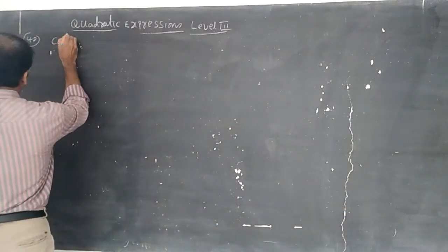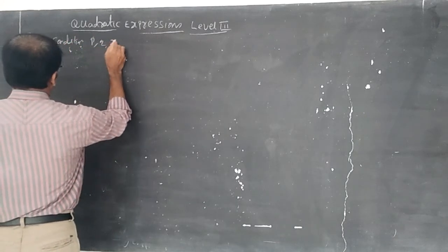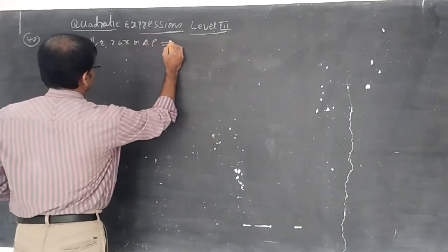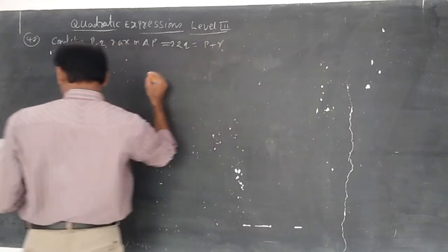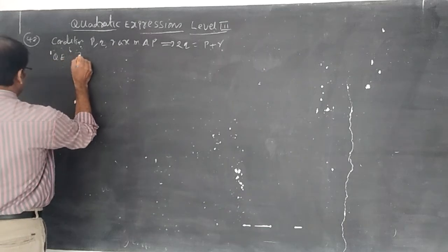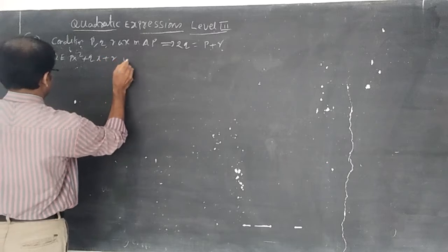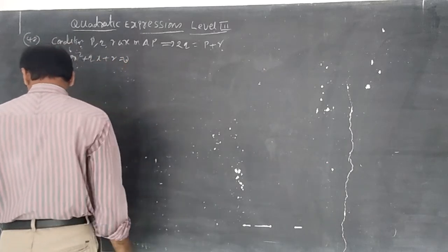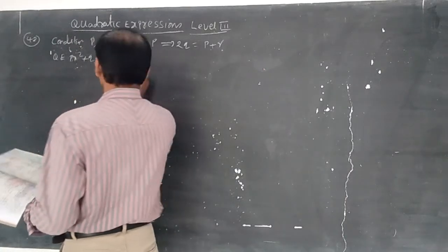Condition: p, q, r in AP. So the condition of AP is 2q equal to p plus r. The quadratic equation you can write as px square plus qx plus r equal to 0. p, q, r, and 1 by alpha plus 1 by beta is equal to 4.